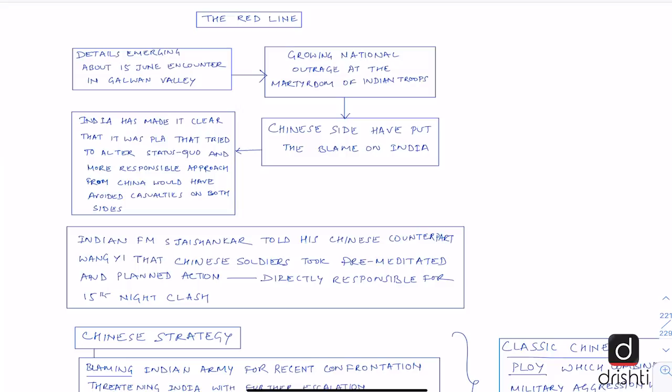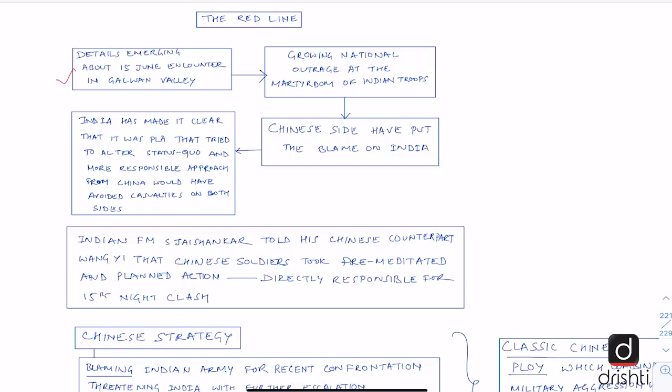Now let us look at the key points of the editorial. So the editorial says that whatever has happened on June 15th it has led to a red line being crossed by China. And as the details are emerging about the 15th June encounter in the Galwan Valley, there is a growing national outrage at the martyrdom of Indian troops, and the whole nation is united against China.